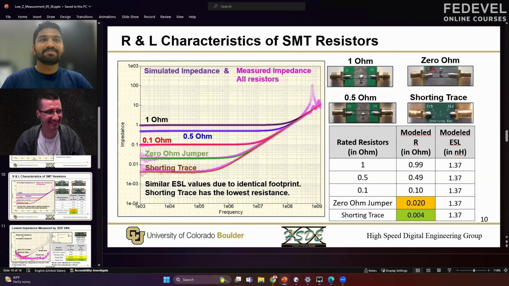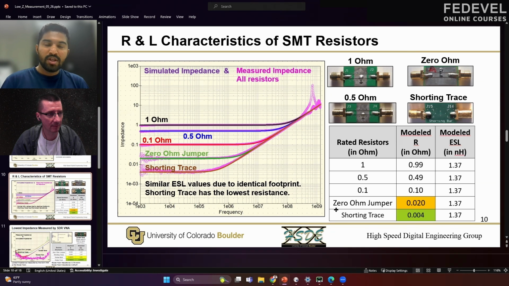Have some fun. Yes. So now we have a 1 ohm resistor, a 0.5 ohm resistor, a 0 ohm jumper, and I also have a shorting trace. The shorting trace is just a short: instead of the component, we just have a short on the PCB. I compare all of them with the 0.1 ohm that we measured earlier. I followed the same test setup that I showed you a couple of minutes ago. I imported the touchstone files that I got as a result of the measurement in Qucs, and I hacked the data, or simulated the data, as we saw earlier.